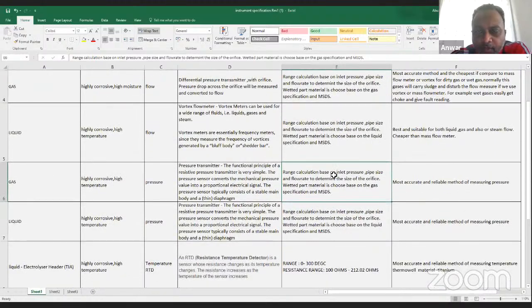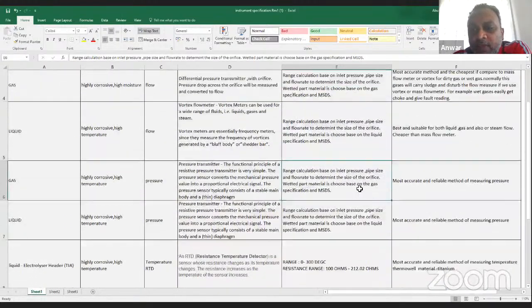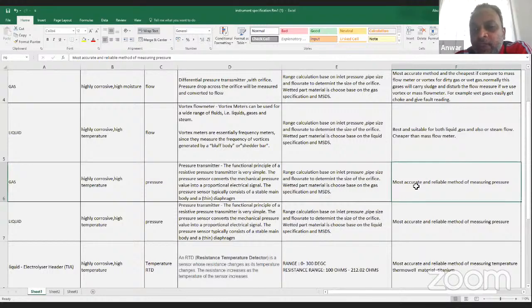So the specification, basically the range, is calculated based on the inlet pressure, the pipe size, and also the flow rate to determine the size of the, sorry, it's not the orifice, it's the diaphragm surface area. And the material of the diaphragm will be chosen based on the gas, in this case chlorine. So normally a material like tantalum sheet will be the diaphragm, and the reason we choose this is that it is the most accurate and also reliable.